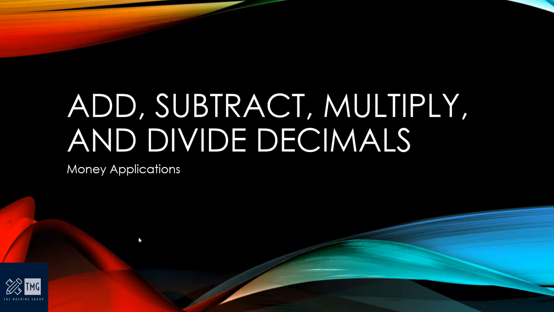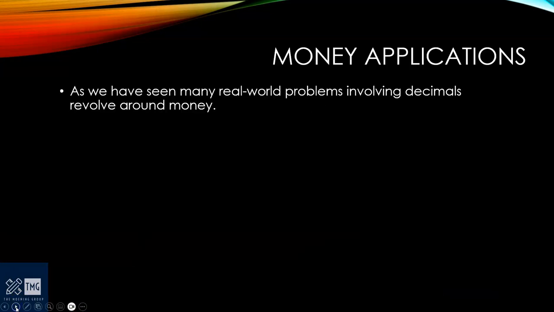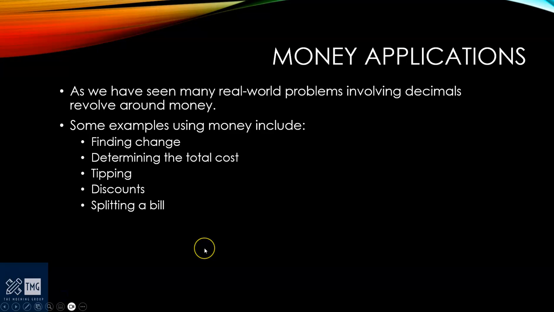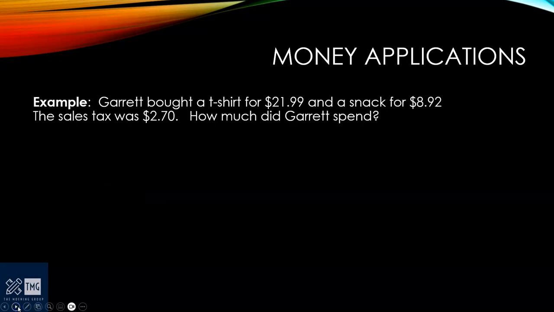In the world of decimals and calculations, we are going to play with some money applications. As we have seen many real world problems with decimals, quite a few of them revolve around money. Some examples: finding change at a store, totaling the cost when you're out shopping, tipping when you go out to eat, a discount on something, or splitting a bill between friends. A lot of different things can happen in the world of money with decimals. So let's go ahead and play with some of these applications.